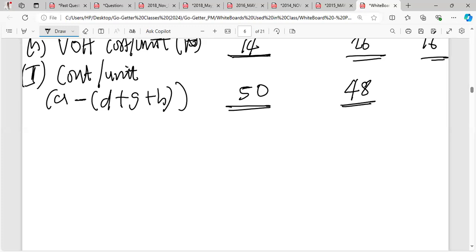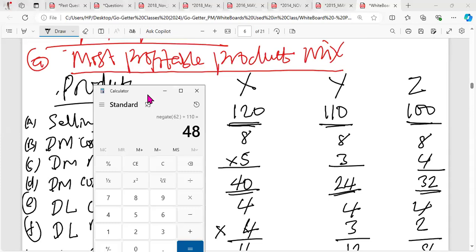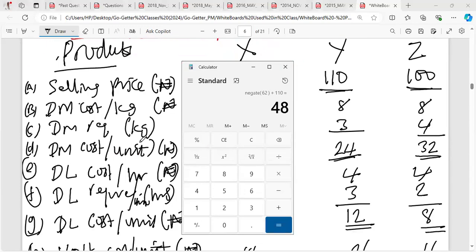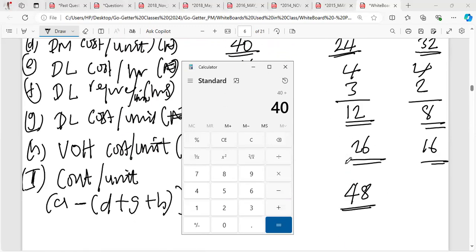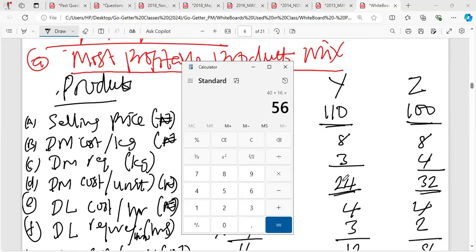Then the last one, D, G, and H: 32 plus 8 plus 16, 56, which I'm taking out from 100.